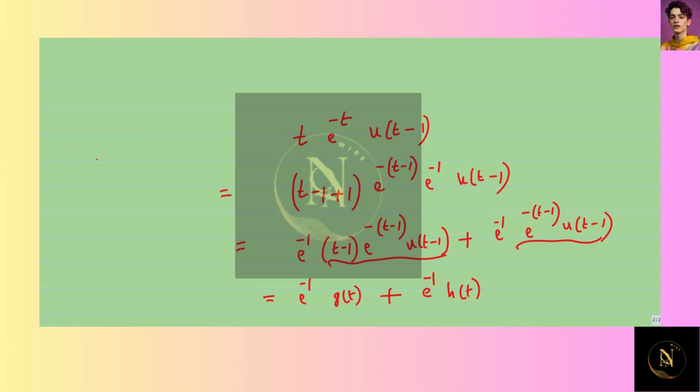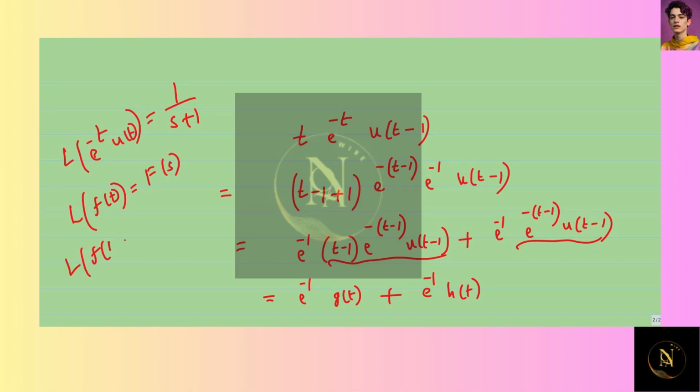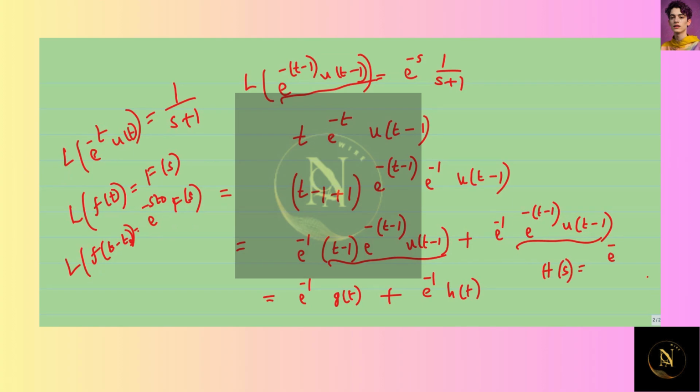I'll call this function as some g of t, and I'll call this function as some h of t. Now what is the Laplace transform of e power minus t u of t? It is 1 by s plus 1. Now there is a property. If Laplace transform of f of t is F of s, what is the Laplace transform of f of t minus t naught? It is e power minus s t naught times F of s. So tell me, what will be the Laplace transform of e power minus of t minus 1 u of t minus 1? It will be e power minus s into 1 by s plus 1. And this is my h of t. So that means H of s is equal to e power minus s divided by s plus 1. Later on we'll multiply this by e power minus 1.